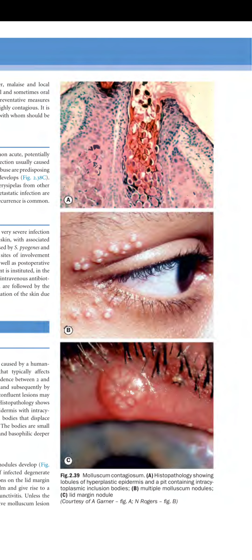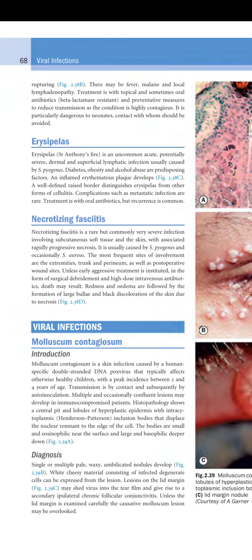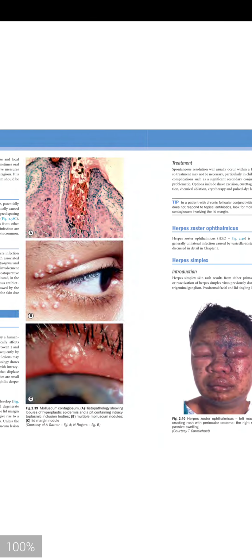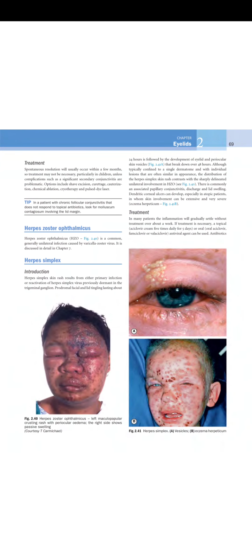So these are the nodules. These are usually whitish. When we look, there are certain umbilicated nodules present, and these are the lid margin nodules that can often be overlooked, and you can miss them. And the conjunctivitis associated with molluscum contagiosum is follicular conjunctivitis.